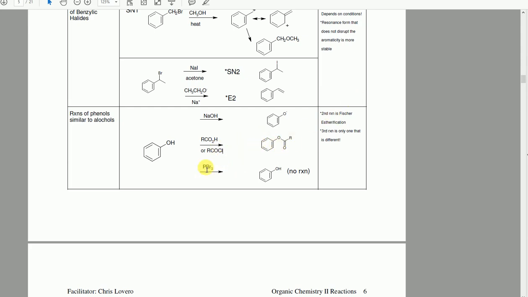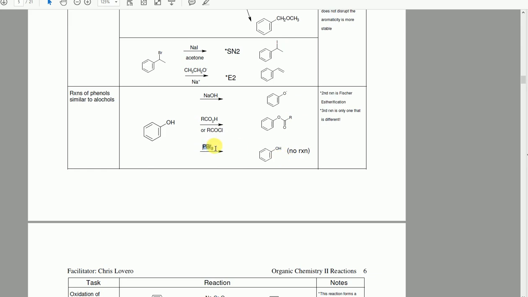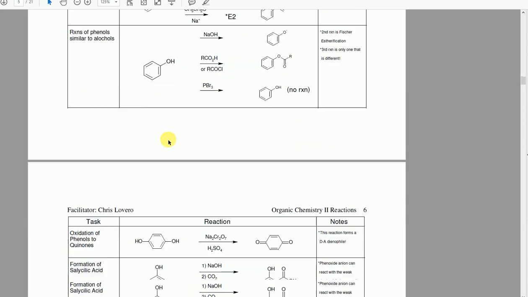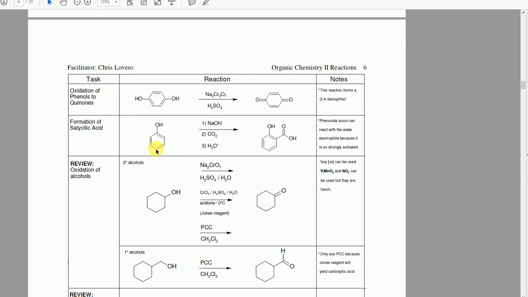And then the third reaction is no reaction because basically PBr3 is an SN2-like reaction, and you cannot perform that SN2 mechanism on an sp2 position. And then I wouldn't worry too much about the formation of salicylic acid unless she has it in her lecture notes. I've never seen this before. I don't know why it's even here, but I guess it was relevant once.